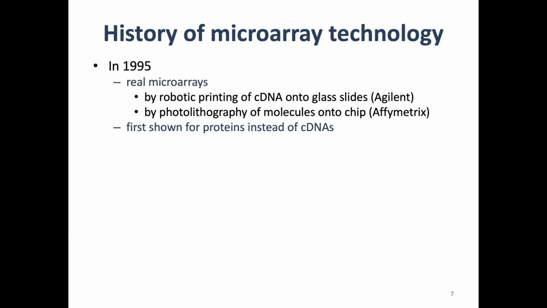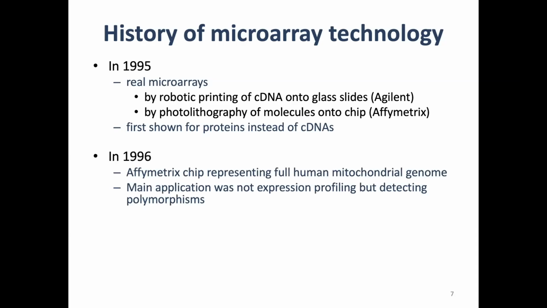To build the microarray, the first microarrays were not based on gene expression profiling. They were not used to capture gene expression. They were used to see protein expression, protein levels. In 1996, an Affymetrix chip representing the full human mitochondrial genome was launched, and the main application, again, was not gene expression but detecting polymorphism. In 1997, the Affymetrix chip representing the complete yeast genome was launched. So this is the brief history.